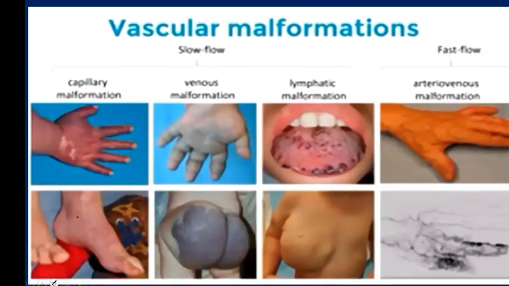We go for this picture, the vascular malformation, either slow flow or fast flow. AV malformation. Arteriovenous malformation. This is slow flow capillary malformation. This is capillary. Venous malformation here, and also here, and there is lymphatic malformation. This is in the breast.